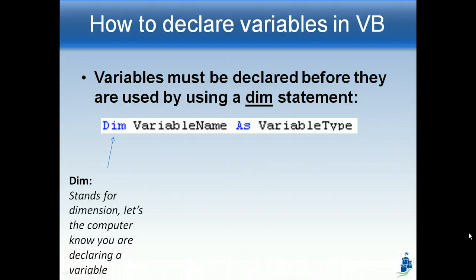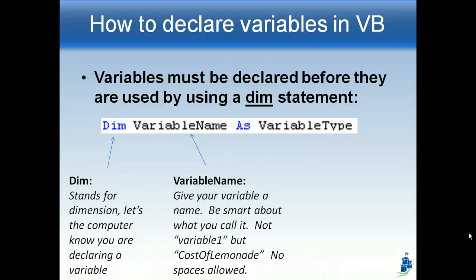Okay, after that, then what? Now we tell the computer, okay, I'm going to give this variable a name. I'm going to call it something. And so after the dim, we put a space, and then we write the variable name. And so you have to give every variable a name. You don't want to be stupid about it and call it variable 1, something silly, right? You want to call it something that means something.